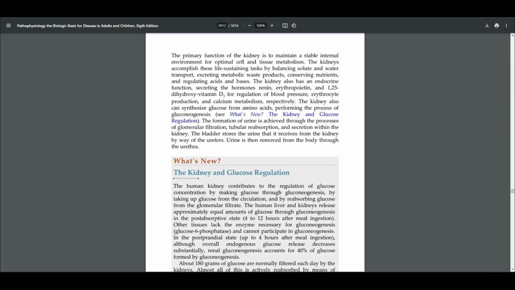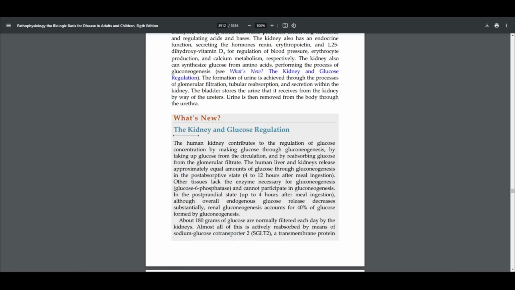The kidney can also synthesize glucose from amino acids, performing the process of gluconeogenesis. The formation of urine is achieved through the process of glomerular filtration, tubular reabsorption, and secretion within the kidney. The bladder stores the urine that it receives from the kidney by way of the ureters. Urine is then removed from the body through the urethra.